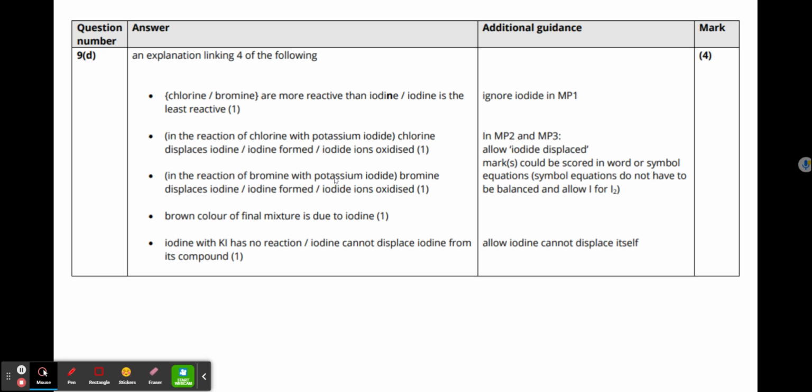With bromine and potassium iodide, bromine displaces iodine, or iodine is formed, or the iodide ions are oxidized. The brown colour of the final mixture is due to the presence of iodine. Okay, and if we add iodine to potassium iodide, there's no change because iodine cannot displace iodine from its compound.